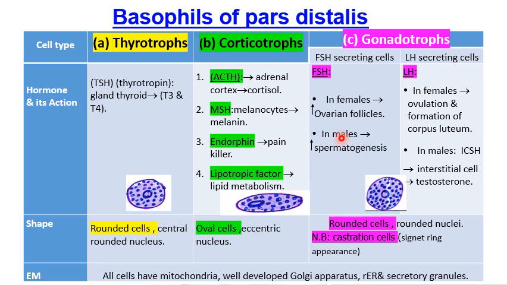Gonadotrophs are of two types: FSH-secreting cells and LH-secreting cells. FSH in females stimulates the ovarian follicle, and in males stimulates spermatogenesis. While LH in females stimulates ovulation and the formation of corpus luteum, in males it stimulates the interstitial cells to secrete testosterone. Both FSH- and LH-secreting cells are rounded cells with central rounded nuclei.